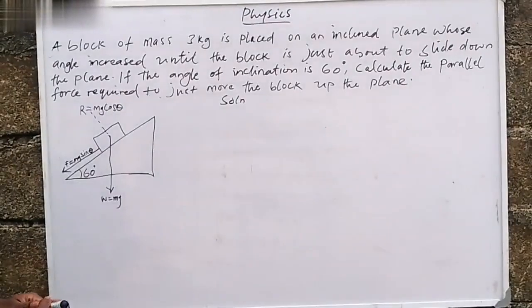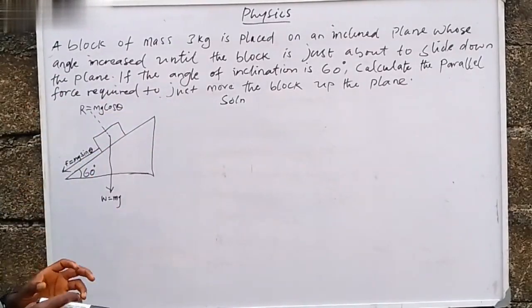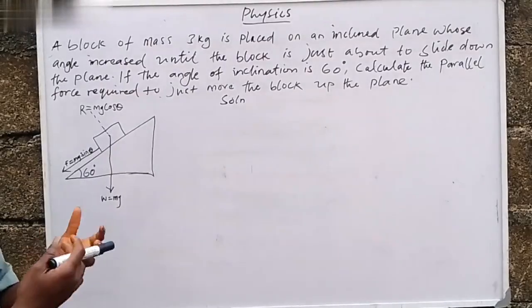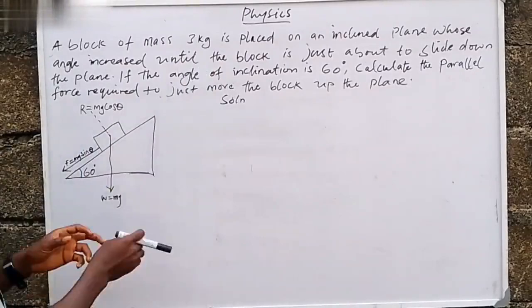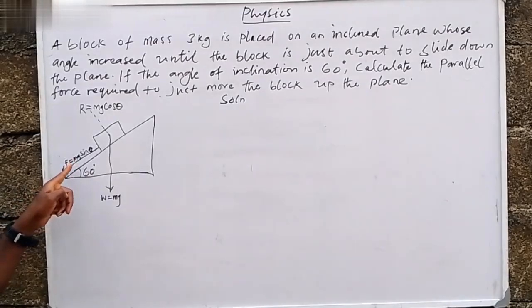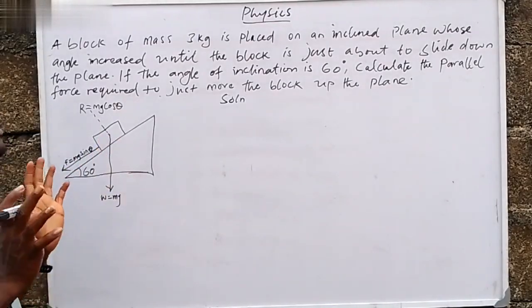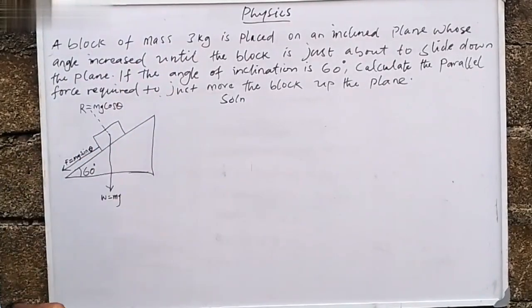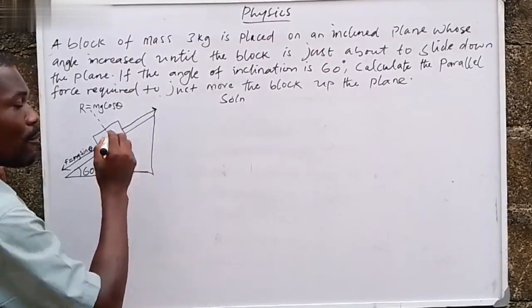Now, from the question, we are told to calculate the force that is required to make this object move upward instead of going downward due to this natural force. So what force can we apply to this object that will make it move upward? That is what this question is asking us. We want to make this object move in this direction, upward.